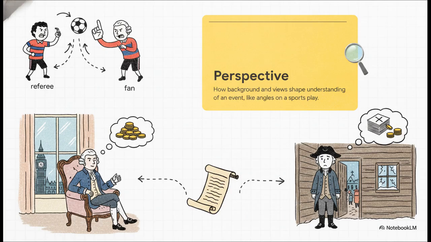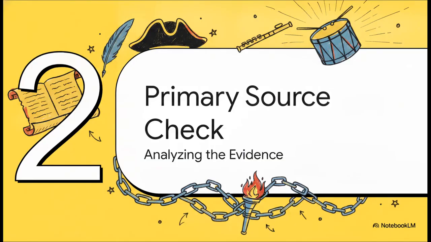A British loyalist sitting in a fancy London mansion and a revolutionary colonist struggling to pay new taxes in Boston viewed the exact same tax law from 2 entirely different angles. Wrapping your head around this idea is basically your secret weapon for mastering historical analysis. Moving right along to Section 2, Investigating a Primary Source.